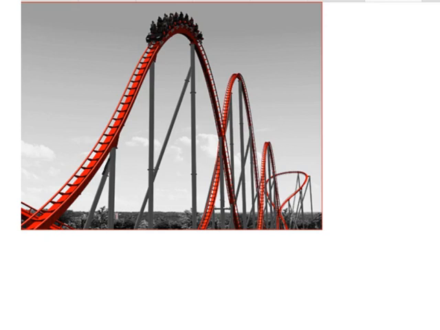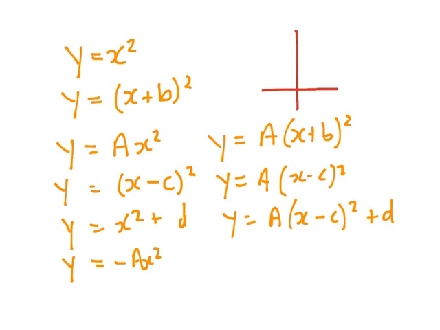Today we're going to put all our parabola work together. We're going to look at some interesting parabolas and their shapes and summarize all these parabolas. y equals x squared is your basic parabola. It looks like that. When you've got y equals (x plus b) squared, it shifts the graph negative b along the x-axis. So it looks like that in that position.